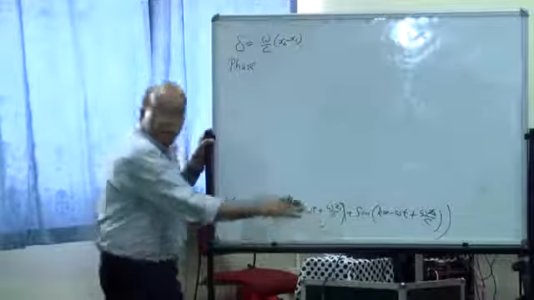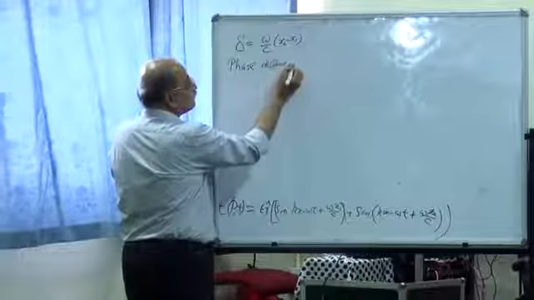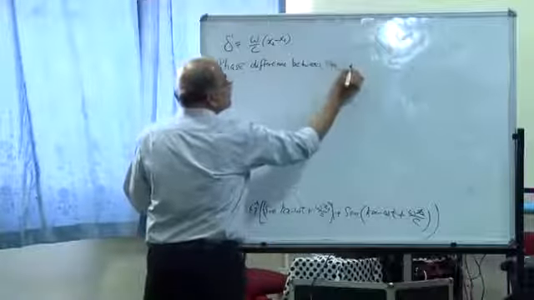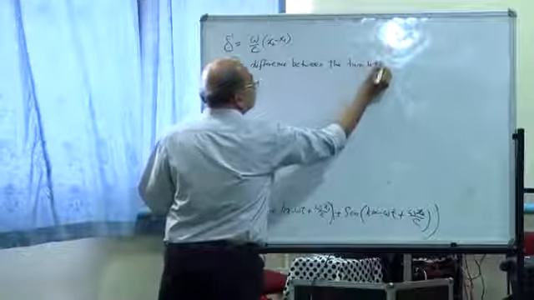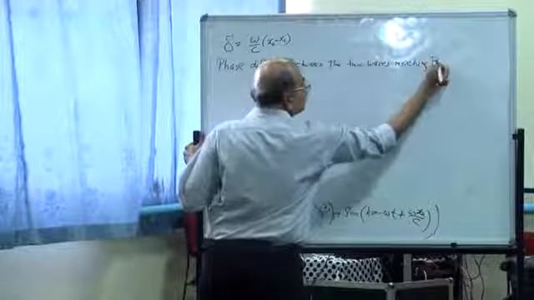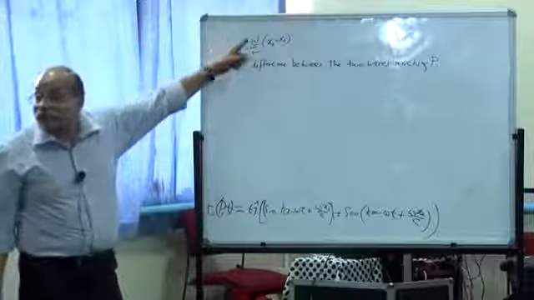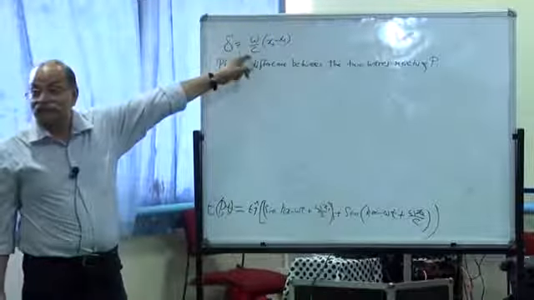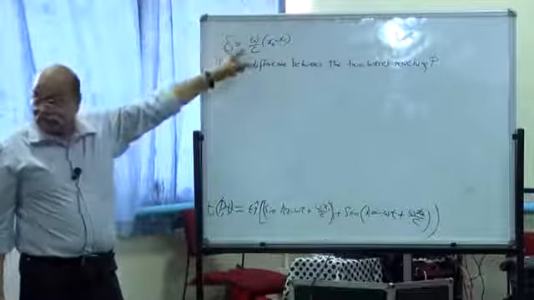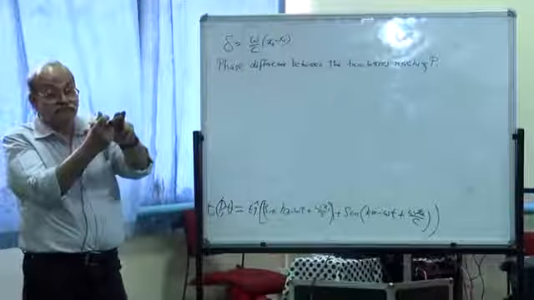This angle itself is called phase. So, phase difference between the two waves reaching P at time t. And see, this is independent of time. The time does not come here. This is at time t, but the time does not come into this delta. So, the phase difference remains the same.